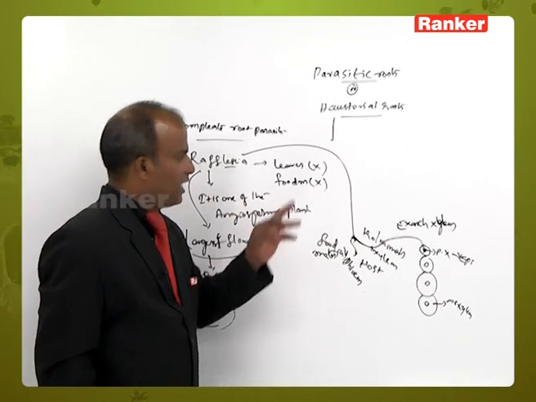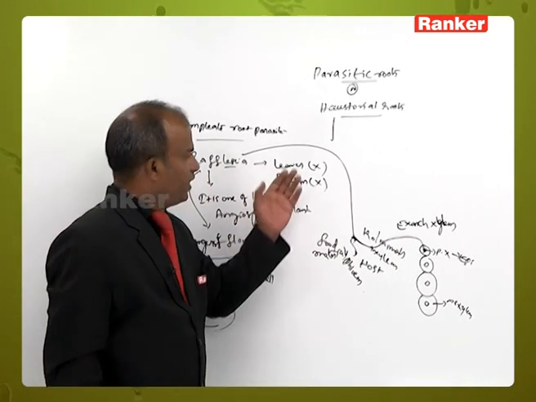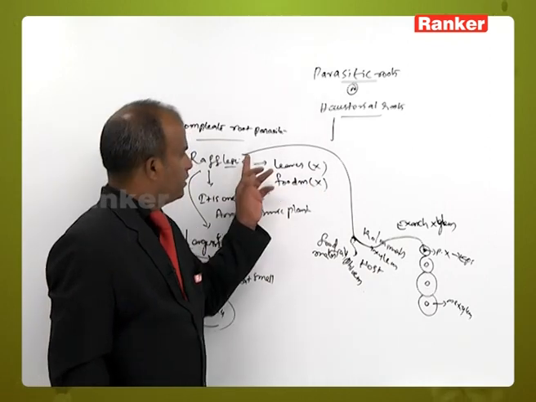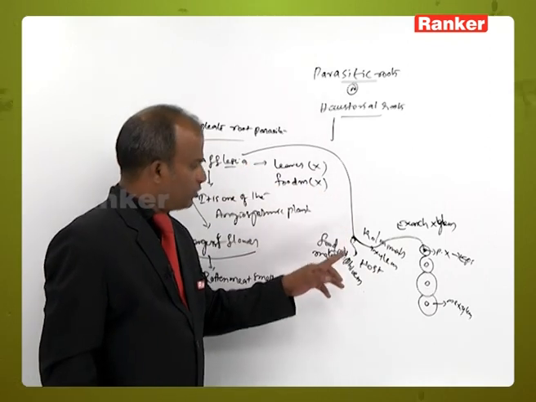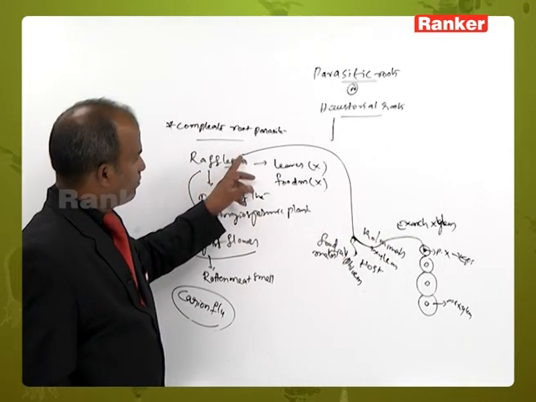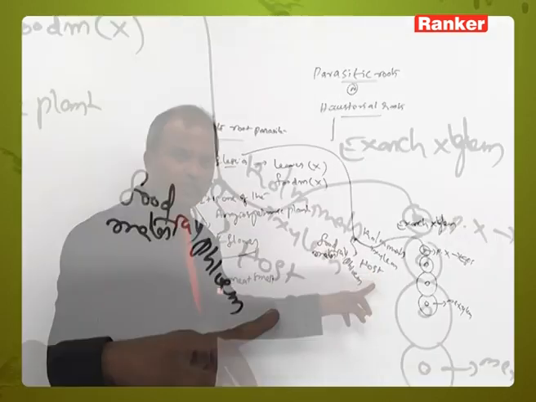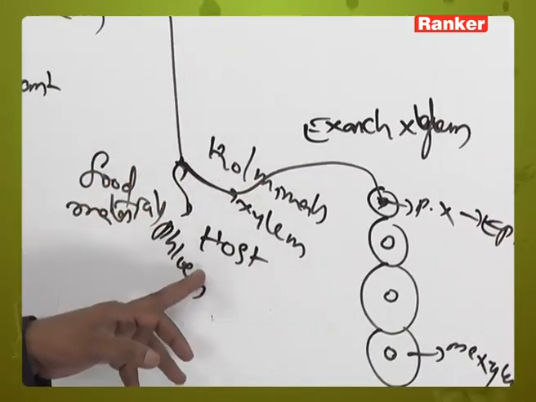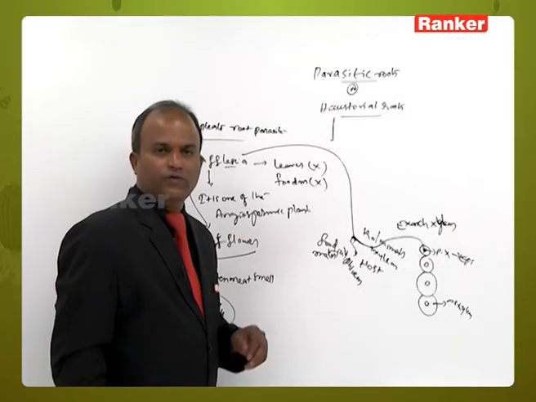Here the Rafflesia, as it does not show leaves, cannot prepare its food materials. So it depends upon the host not only for food materials but also for water and minerals. That means haustorial roots penetrate into the host, into the xylem in order to absorb water and minerals, and into the phloem in order to absorb food materials.